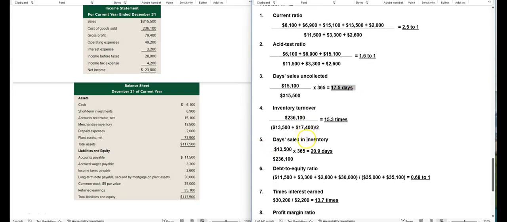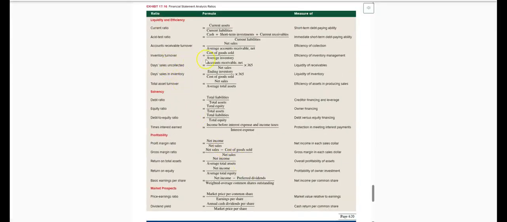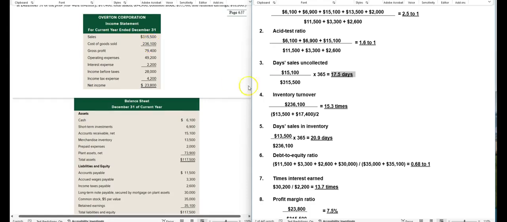Continuing on, inventory turnover is calculated by taking the cost of goods sold and dividing by the average amount of inventory. Cost of goods sold, I'm going to find that on the income statement, 236.1. I need to divide by the average inventory. The inventory reported on the balance sheet is just the end of the year. That doesn't tell me what the average was during the year.